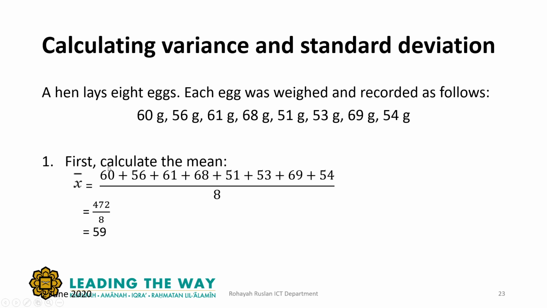First you need to calculate the mean. How do we calculate the mean? You need to total up all the data, and then divide by 8, because we have 8 numbers here. And then we get the number, which is 59.